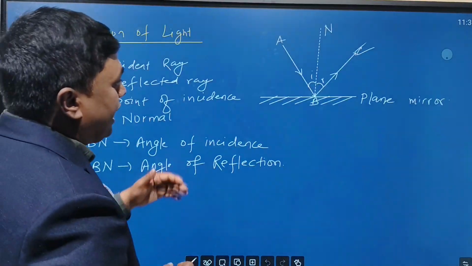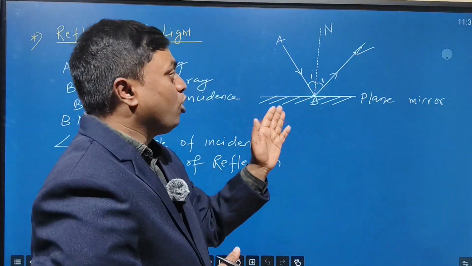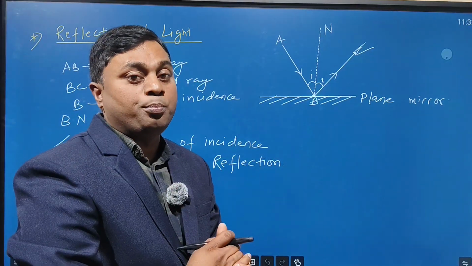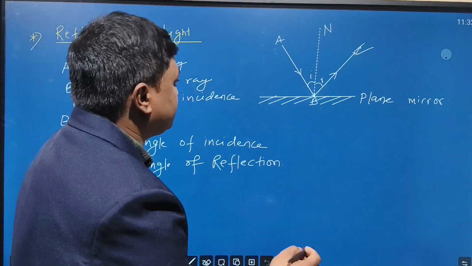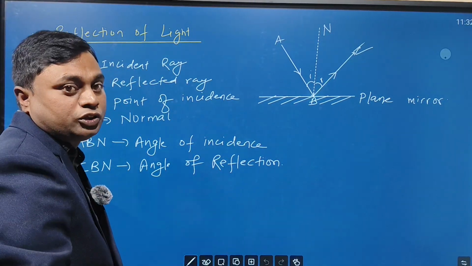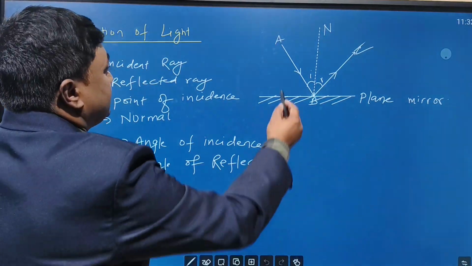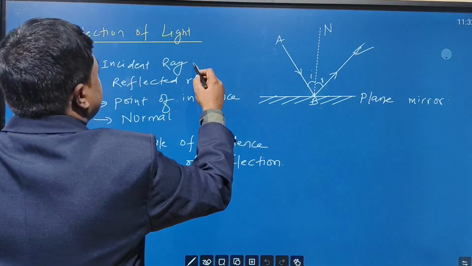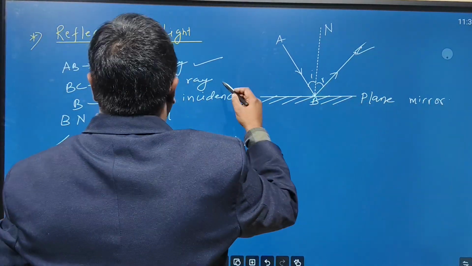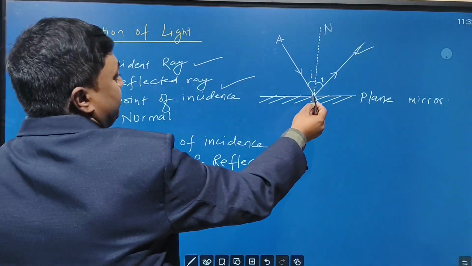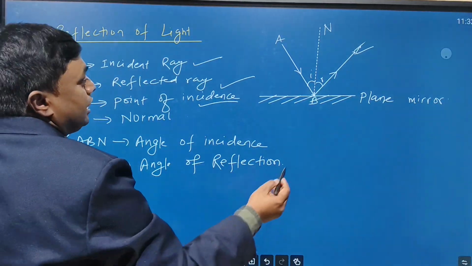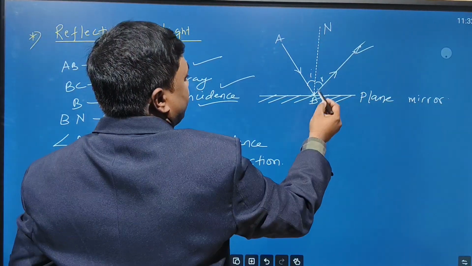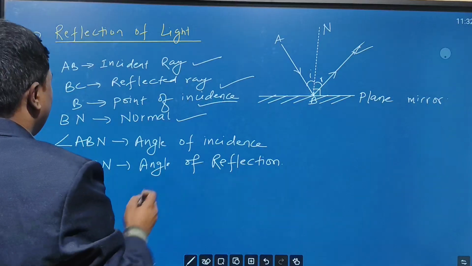Try to understand whenever light falls on a surface, okay, it bounces back. This phenomenon of bouncing back of light ray after striking a solid surface is called reflection of light. Okay. So you can see here AB, the light ray which is falling on the surface is called the incident ray, which bounces back is called the reflected ray. Okay, point B is what? The point of incidence. If you draw on 90 degrees, okay, this is called normal.